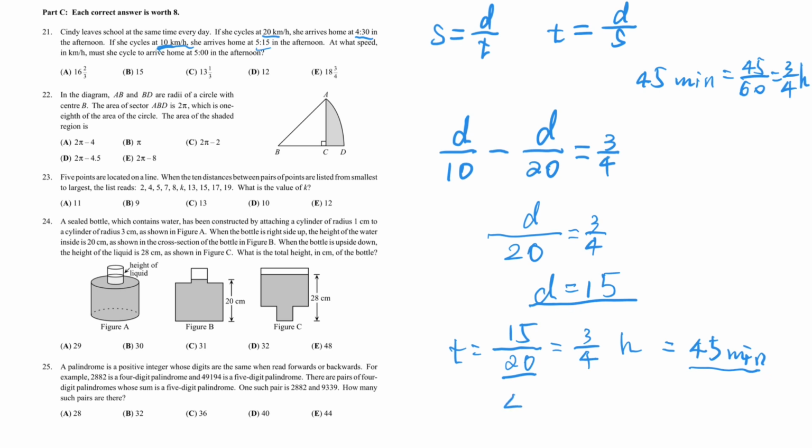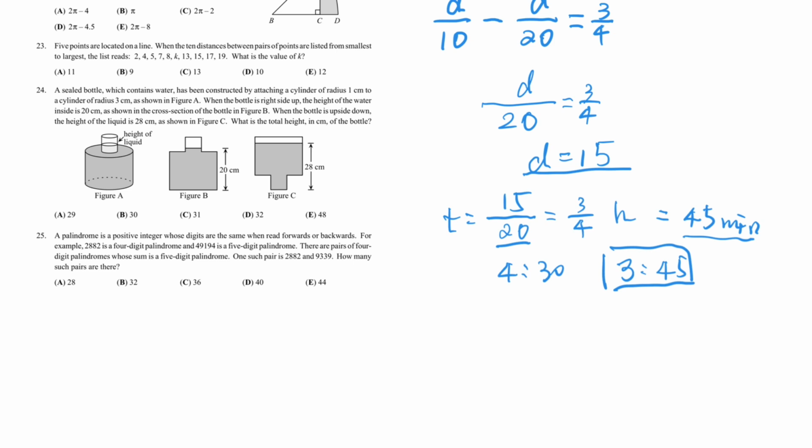She arrived home at the 4:30. That means she left the school at the 3:45, because 4:30 minus 45 minutes is 3:45. She left the school at the 3:45. To arrive home at 5 o'clock, she must use the time of 1:15. 1 hour, 15 minutes, convert to the hour. That's the 15 over 60. So that's the 1 and 1/4.